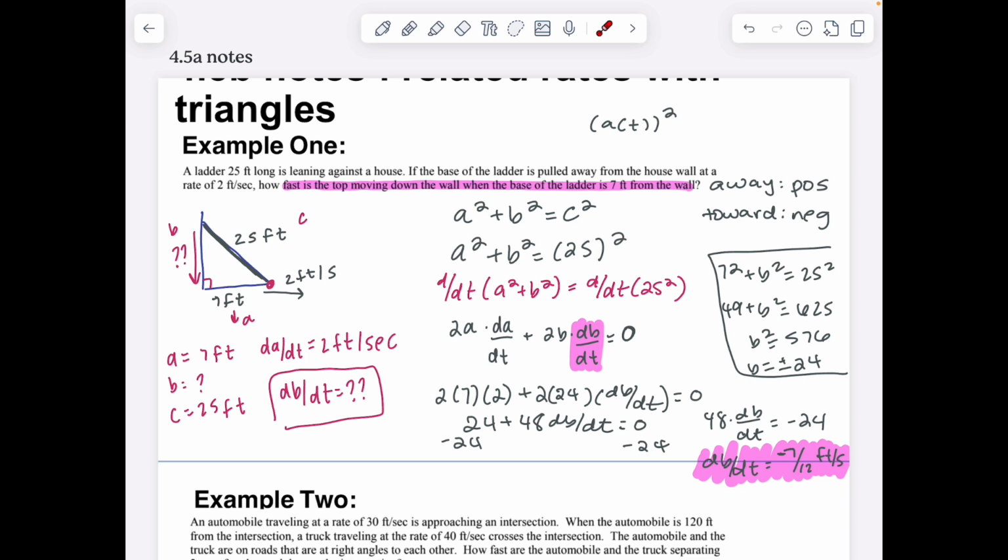So that's how you do one of these problems. You are almost always using the Pythagorean theorem. There are going to be some problems, and maybe I'll give you some challenge problems where you're using trig, but normally you're going to be using the Pythagorean theorem. So let's do another one.